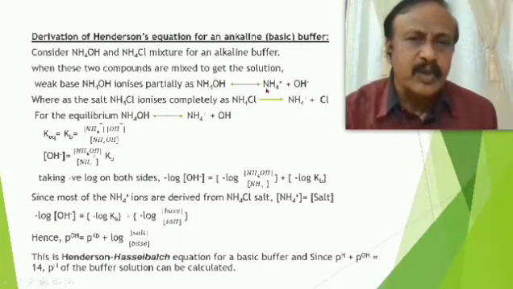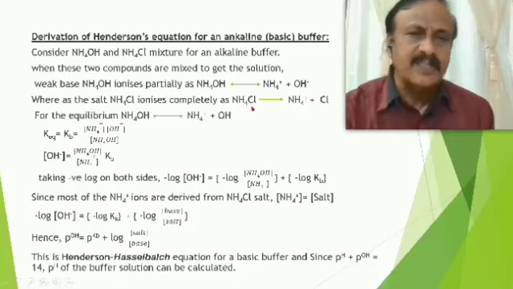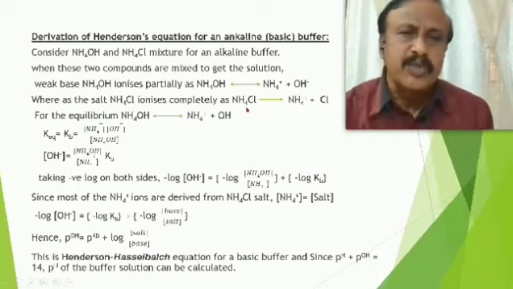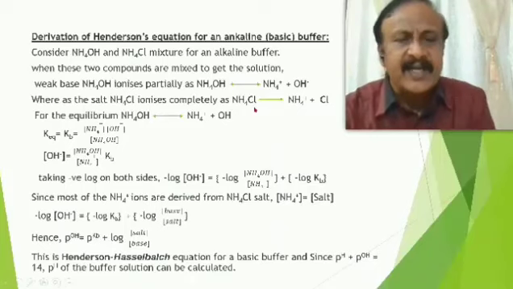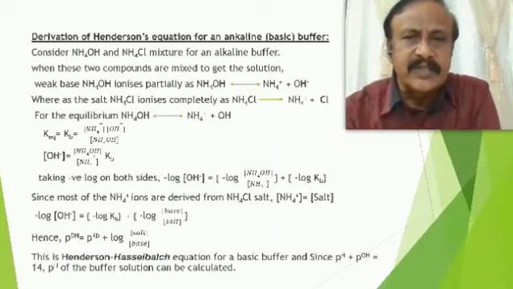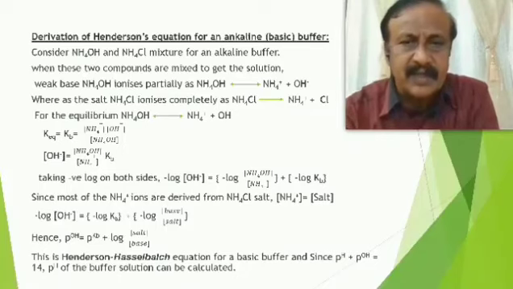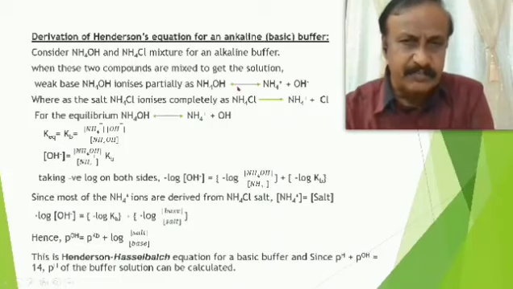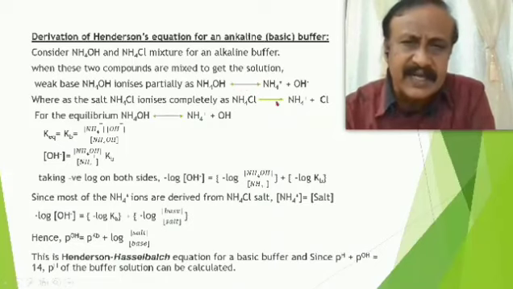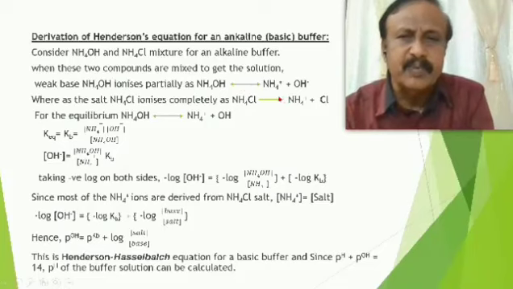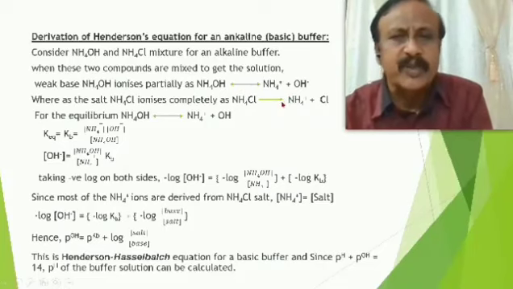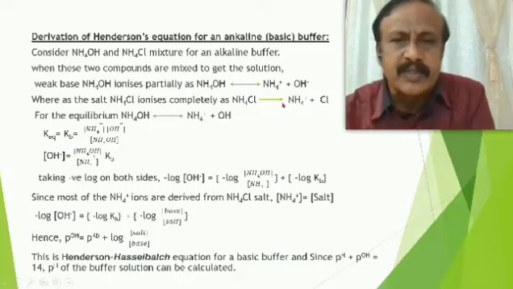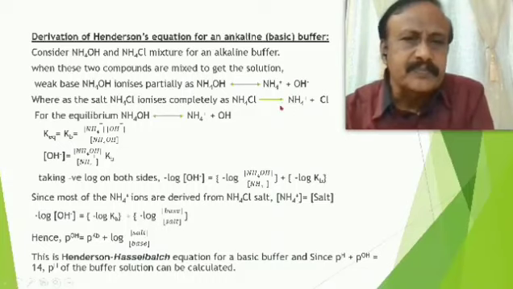Whereas the salt ammonium chloride ionizes completely because it is a strong electrolyte. All salts are strong electrolytes. Almost all of the molecules which are added will ionize completely, so there is an irreversible sign here. You have to note this. If there is a double-headed arrow, it is a reversible process. If there is a single-headed arrow, it is an irreversible process. All these points are to be noted, dear students. So it forms ammonium ions and chloride ions.